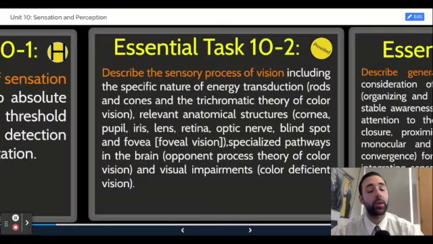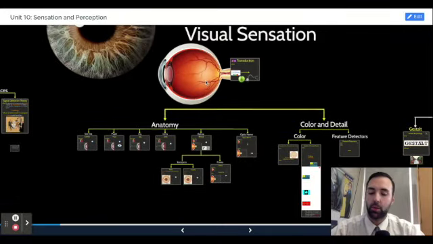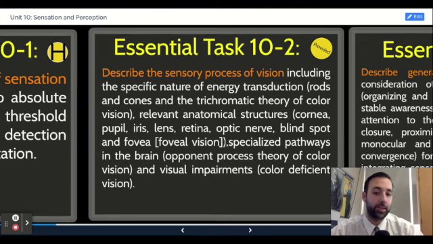In Essential Task 10.2, we are going to describe the sensory process of vision. For most, I will provide a diagram of the eye, which will correspond to our concept map, similar to how we diagrammed the neuron within Essential Task back in Unit 8. If you do not have that diagram and cannot print it out at home, you can easily use a horizontal piece of paper. As you can see, this is a very horizontally aligned concept map.